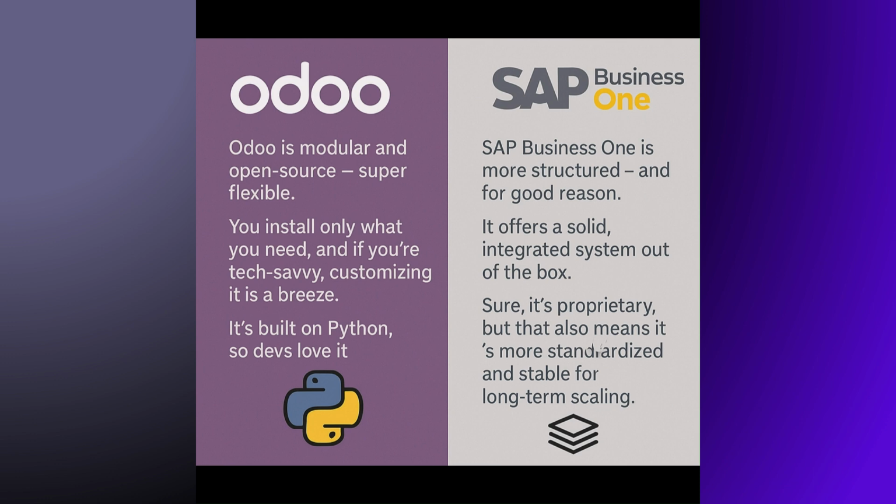SAP Business One is more structured, and for good reason. It offers a solid, integrated system out of the box. Sure, it's proprietary, but that also means it's more standardized and stable for long-term scaling.